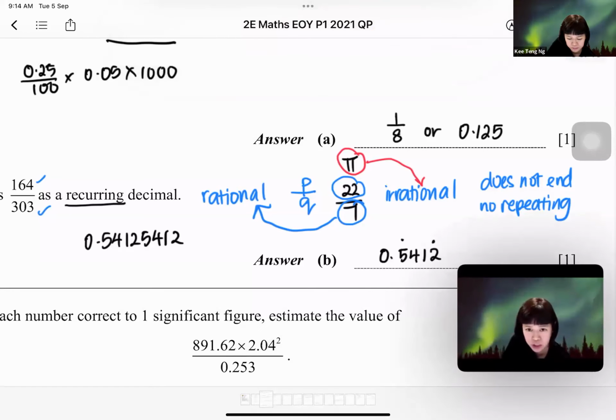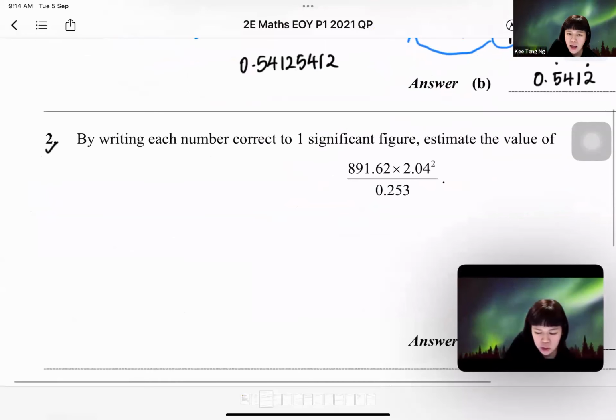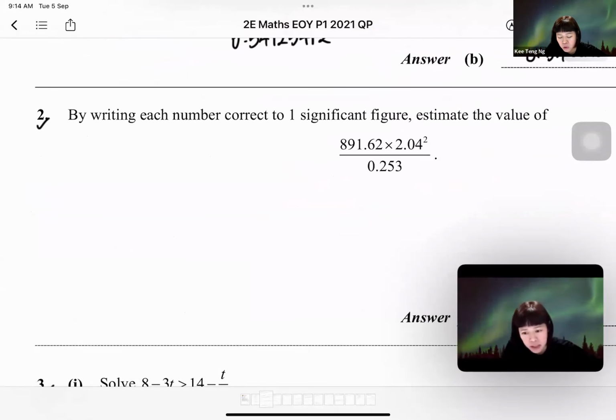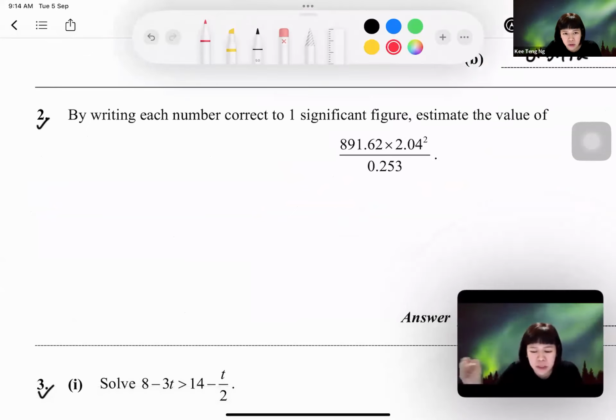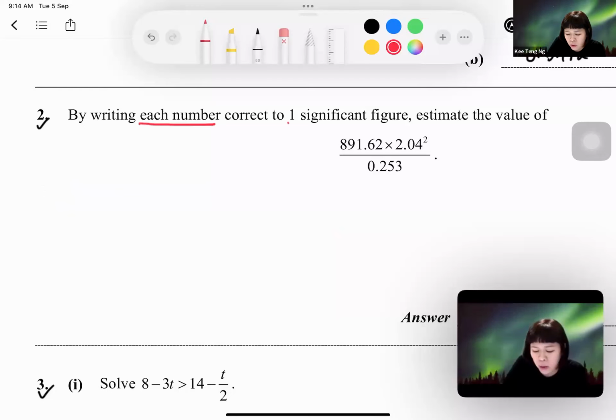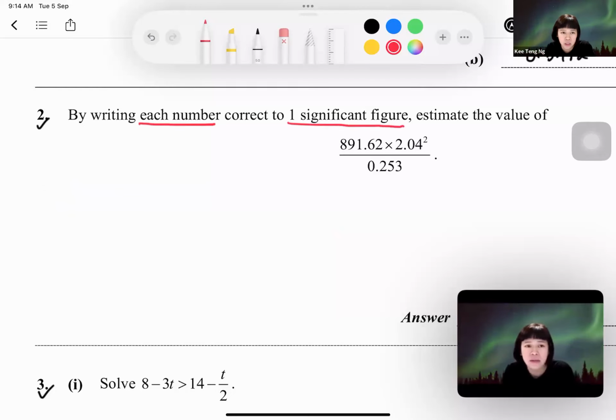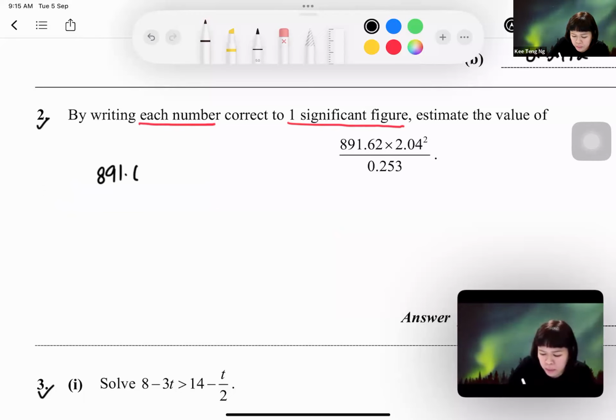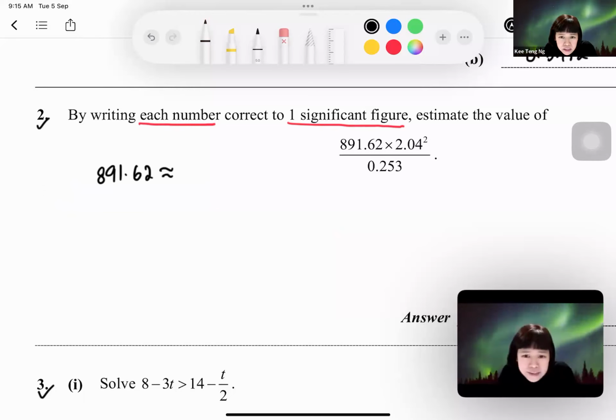Okay. Next question, this one, highly commonly make mistake, even though the question is so simple. So I must reiterate, again, please read the instructions of the question carefully. They say, by writing each number correct to 1 significant figure. The question did not ask you to calculate, then estimate. The question asks you to round off the number and then estimate. So it's not pressing the calculator directly just like that. You got to round off each number to its one significant figure.